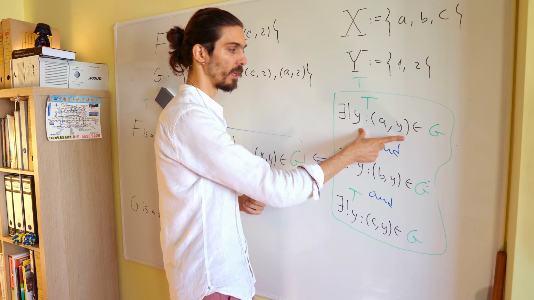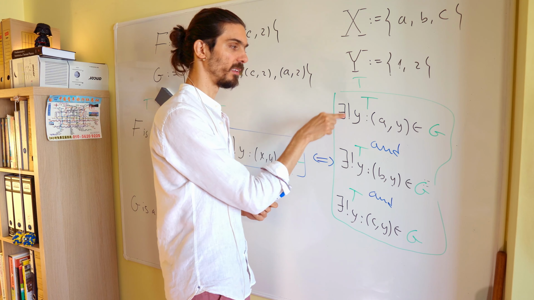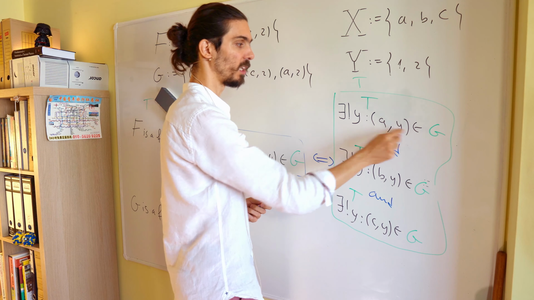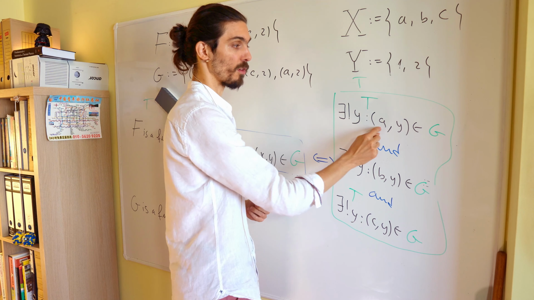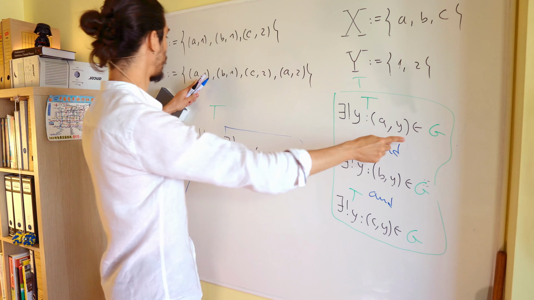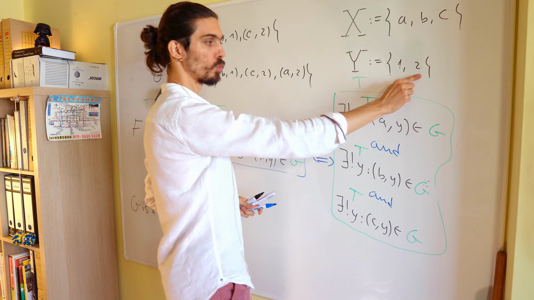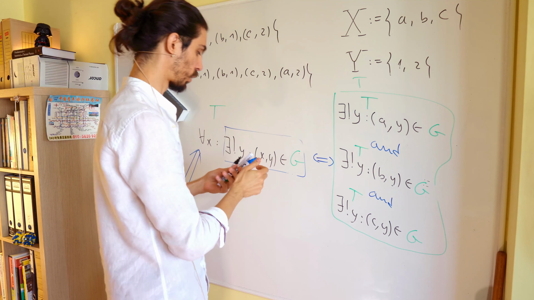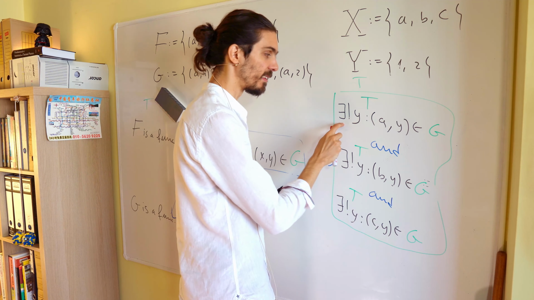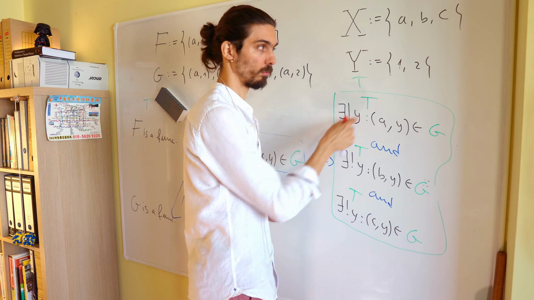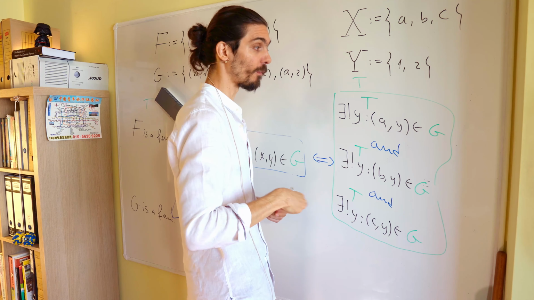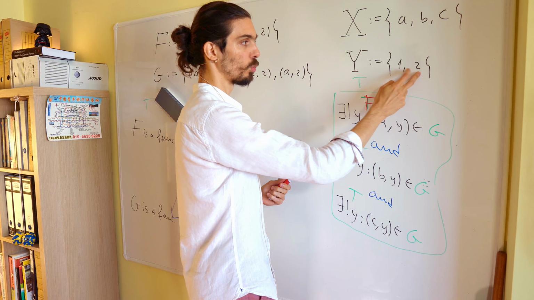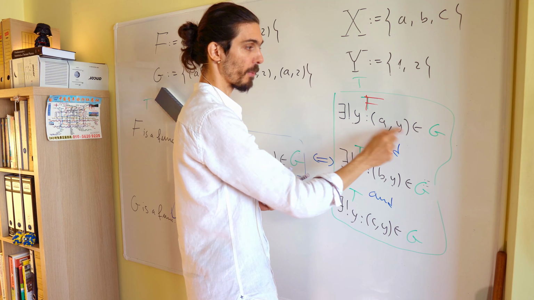Let's analyze each one. Is it true or is it false that there exists only one y in big Y that makes pairs in G? Well, when y is 1, you have a 1. Is it a 1 in G? It's here. When y is 2, is it true that a 2 is in G? Well, it's here. And so, the statement that there exists only one y in here that makes a pair in G is no longer true, it's false. There are in fact two y's. There are two values in big Y that make the pair in G.